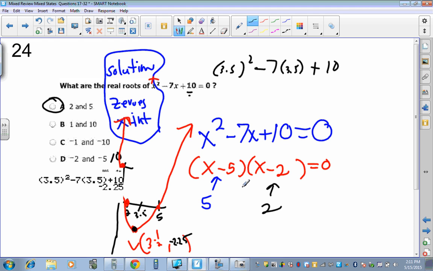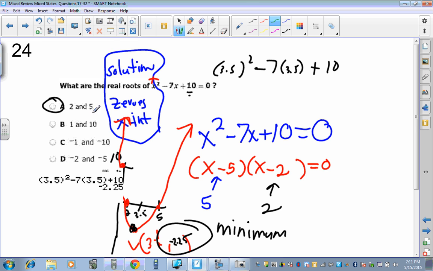I definitely, if I were you, would make sure I reviewed how to find the vertex of a parabola. They may ask, what is the minimum of this parabola? And the minimum is negative 2.25. That's the lowest the y number will go.